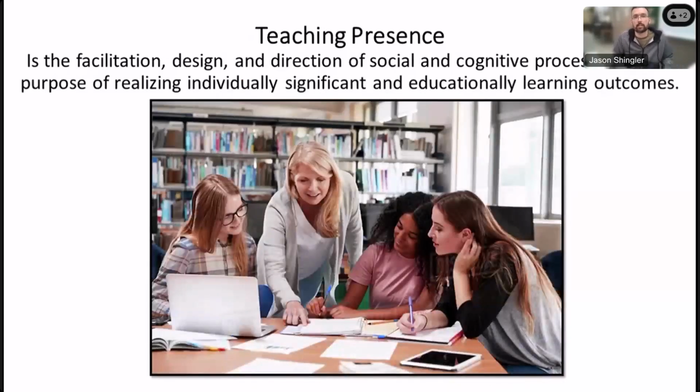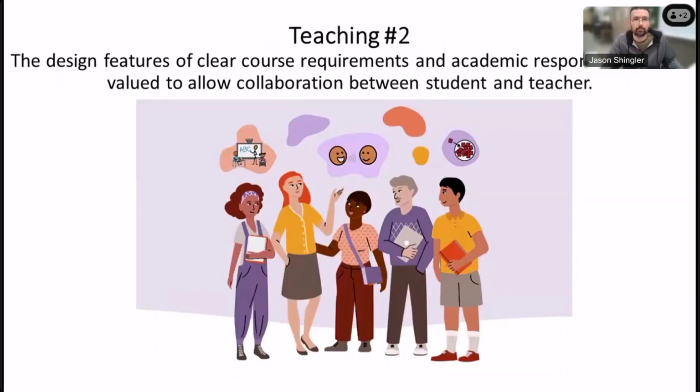The next is teaching presence. It's the facilitation, design, and direction of social and cognitive processes for the purpose of realizing individual significance and educationally worthwhile learning outcomes. The second part of teaching is that the design features of clear course requirements and academic responsiveness are of value to allow collaboration between students and teachers.